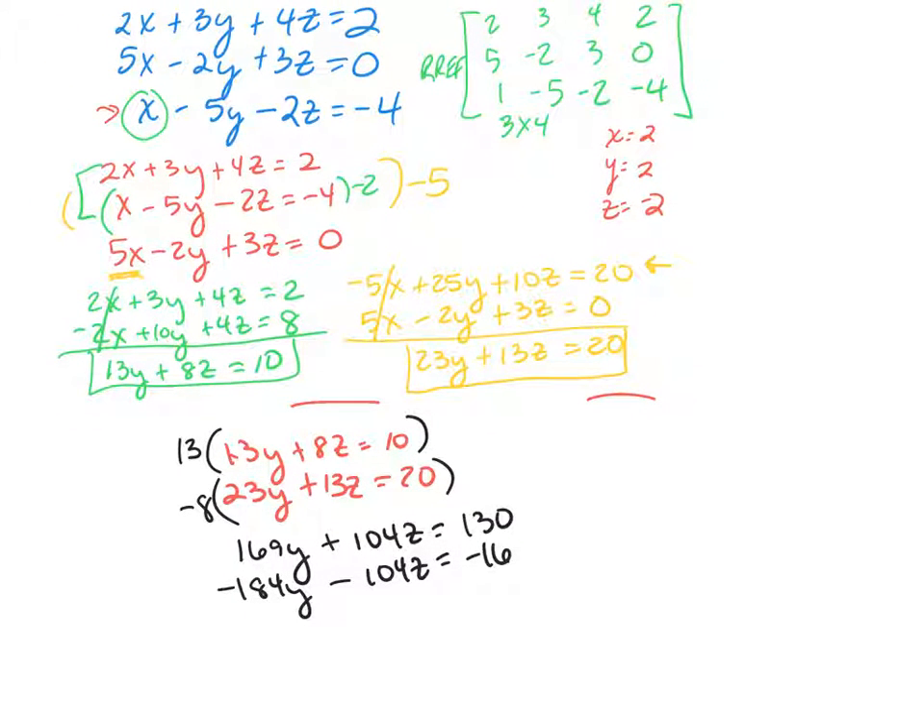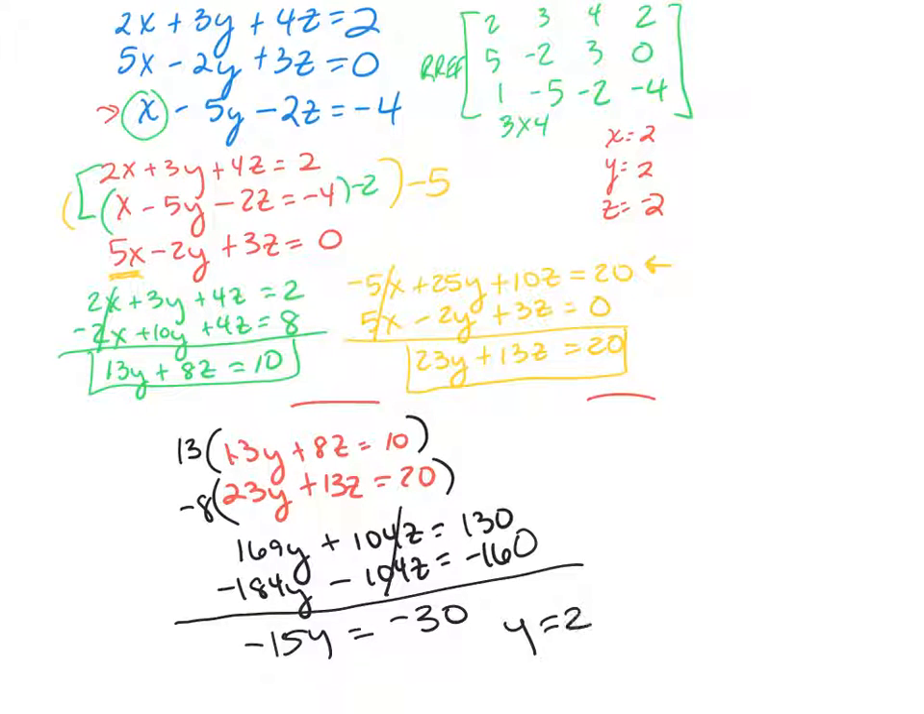-16. Oh, -160, sorry. When I add those together, I get 169 minus 184, which is -15y equals, these bite the dust, -30. So y equals 2. And I go up here and I look at my 2 and it's good. We're good to go. I got a y equals 2.